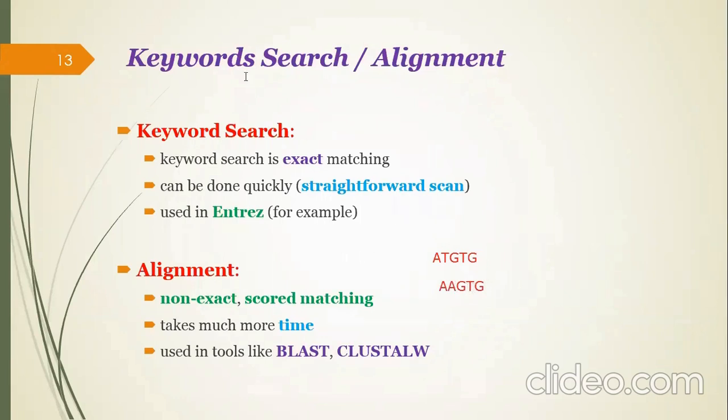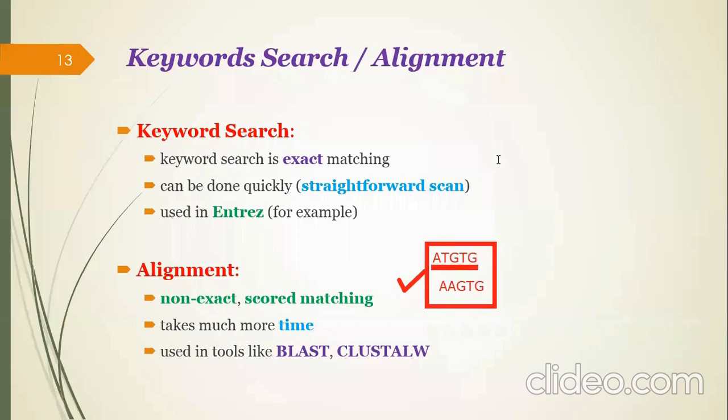So in this way, keyword search and alignment are different. This is how alignment works. But in keyword search, it will try to find the exact sequence. Am I clear or not?